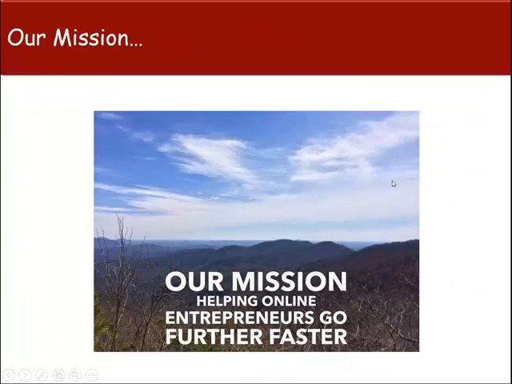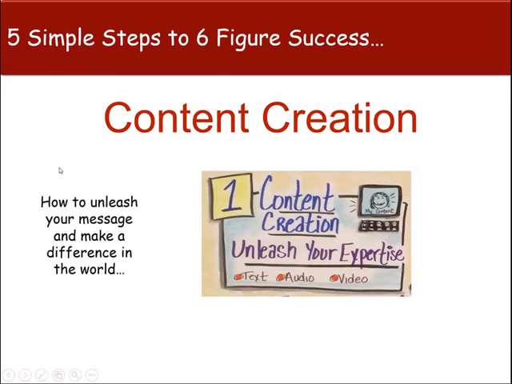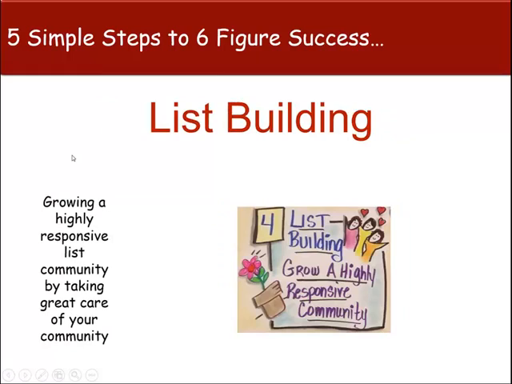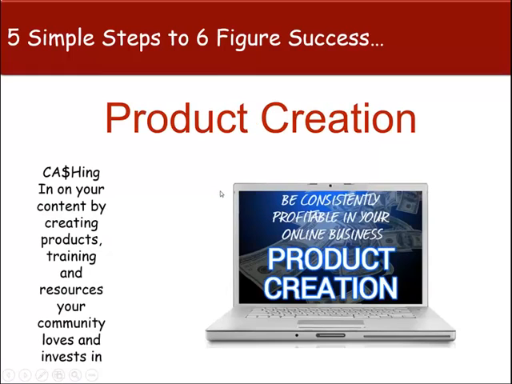Now, here's my mission overall, helping online entrepreneurs just like you go further, faster. And I want to give you the big picture before we dive in. These are the 5 simple steps to six-figure success. Work in any niche. I've worked with all niches, and they work in every one. Content creation. And then from that, you get online visibility. You can generate traffic. You're able to build a highly responsive and highly qualified list. And from the content you create, you can create information products. Content creators are information product creators. Product creation.